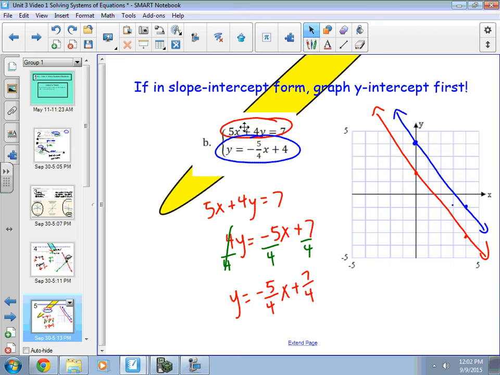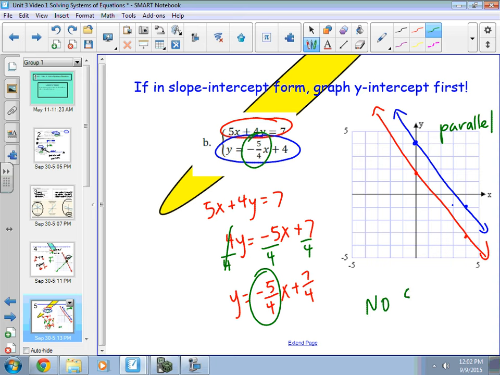In both cases, our slope here was negative 5/4. Anytime you have the same slope, that means these lines are going to end up being parallel. And if we have parallel lines, that means they're never going to intersect. So this one we would say has no solution. These two lines will never be the same. There is no xy coordinate that makes both of these equations true. So this would be a no solution problem.